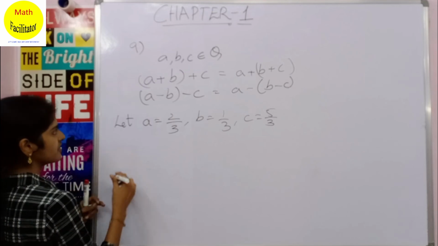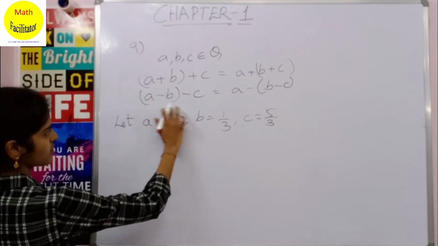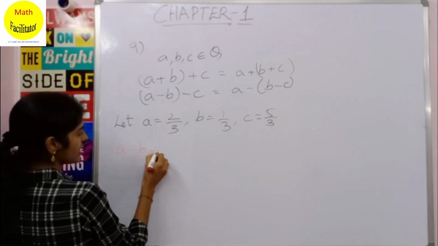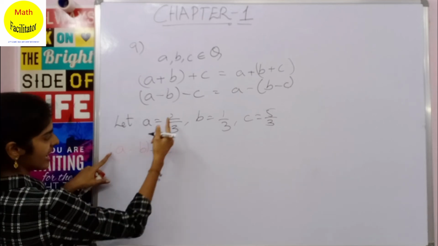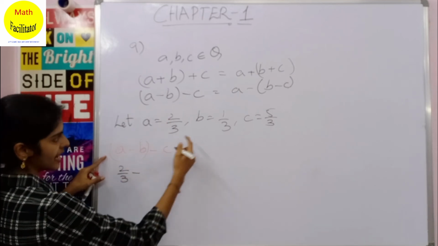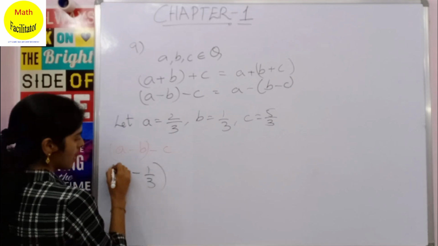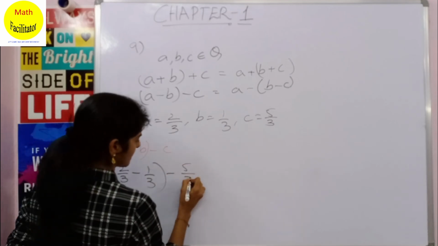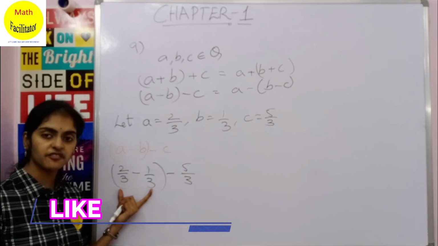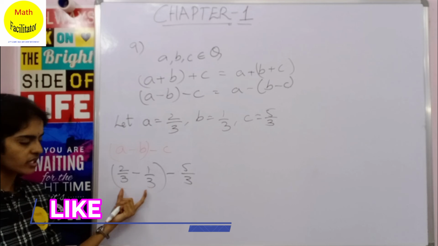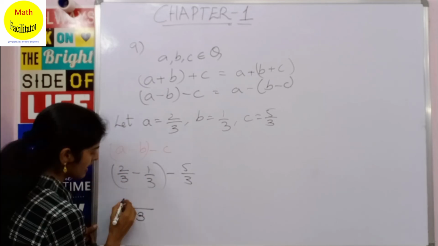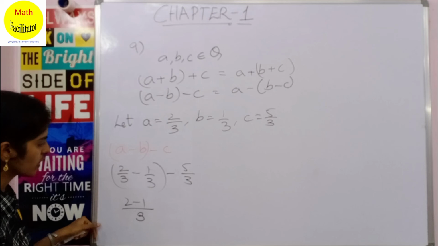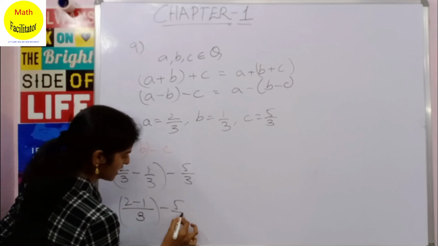Okay, so firstly the LHS is nothing but (a − b) − c. Let us check. So what is a? a is 2/3, minus b is 1/3, minus c is 5/3. That means firstly you have to solve the numbers which are in the brackets. So 2/3 minus 1/3. Now since the denominators are same, write the numerators as it is, minus 5/3.